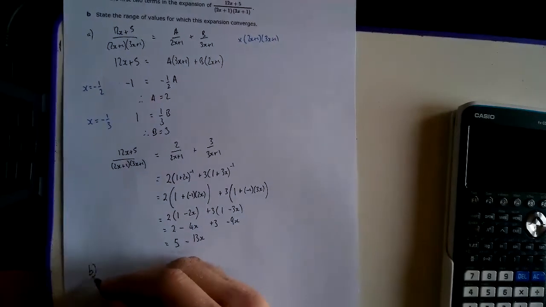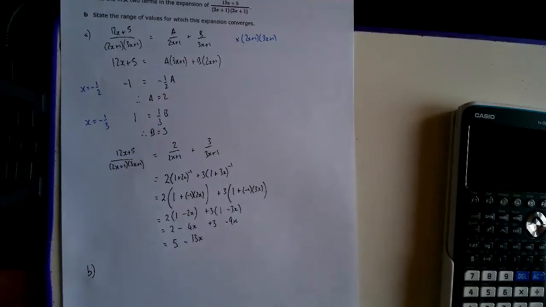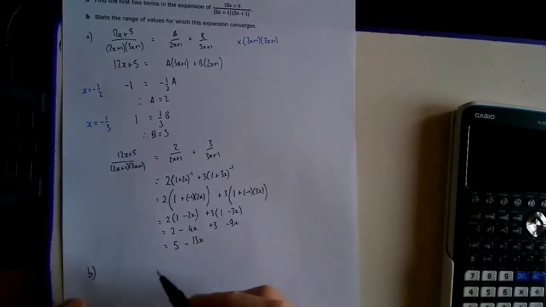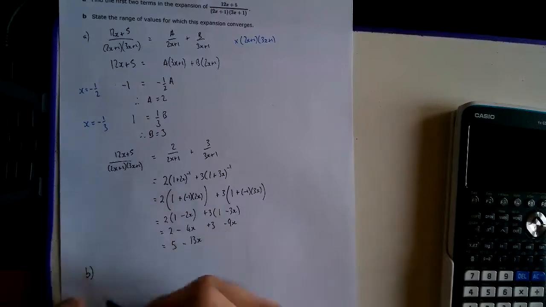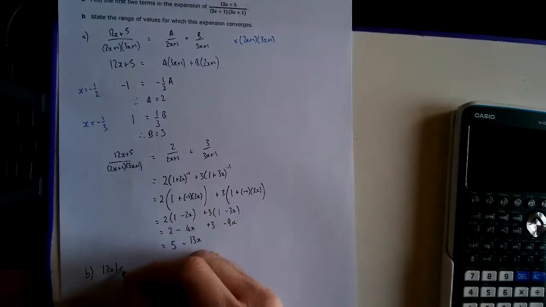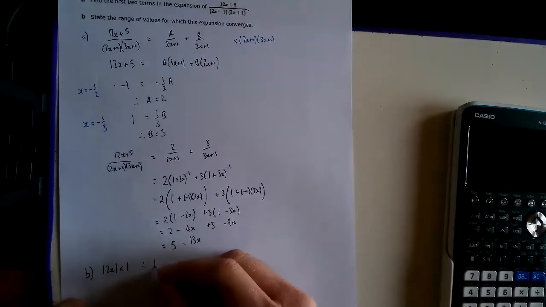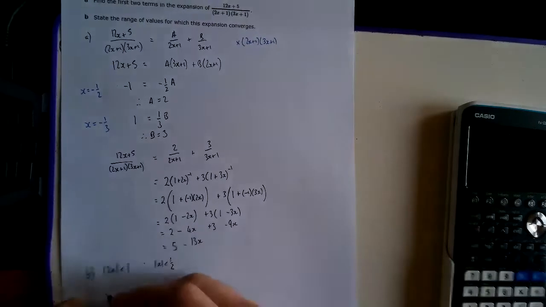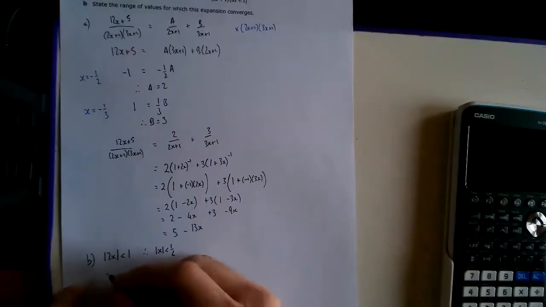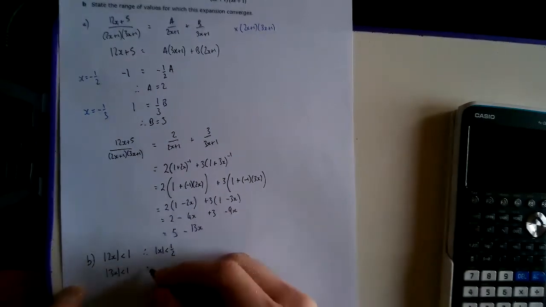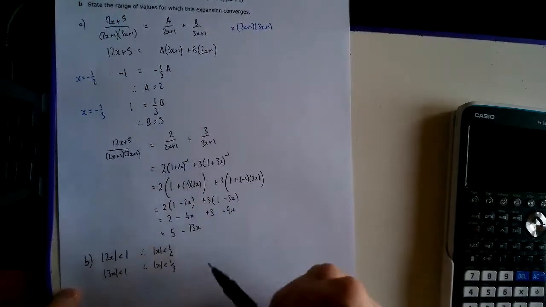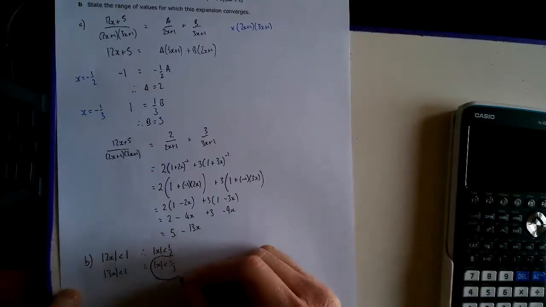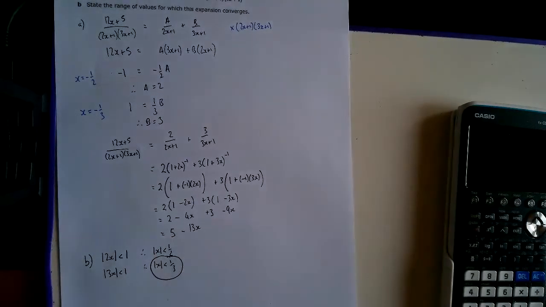Okay, then part B says state the range of values for which this expansion converges. So that just means use that bit from the formula booklet that says the magnitude of x is less than 1. So from this first bracket, it was the magnitude of 2x is less than 1. So therefore, the magnitude of x is less than a half. And the second bracket was the magnitude of 3x is less than 1. So the magnitude of x is less than a third. And in order for them both to work, I need to choose the smallest. So that's the range where it converges.